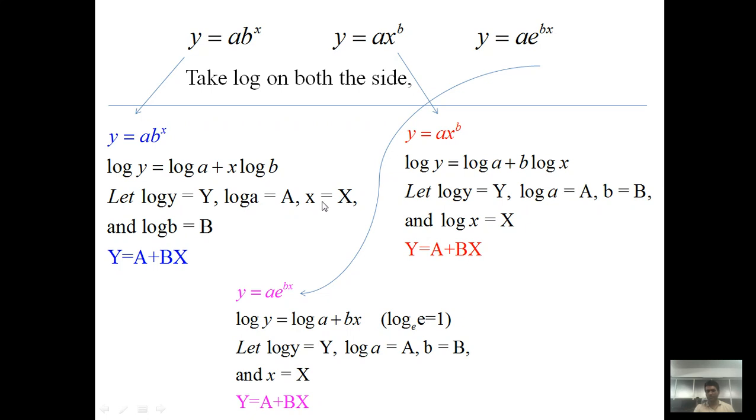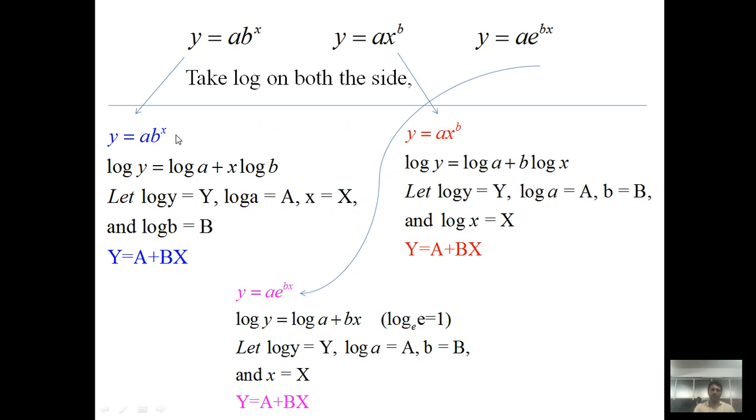Otherwise, there is no need to assume small x is equal to capital X. And at the last, say log b is equal to capital B. So by using this transformation, the left hand side term log y is capital Y, log a is equal to capital A. Now small x is capital X, log b is equal to capital B. If you cannot assume small x is equal to capital X, here y is equal to a plus bx, only one letter x is small. So to get unity, say all the letters are capital, we have to assume this transformation.